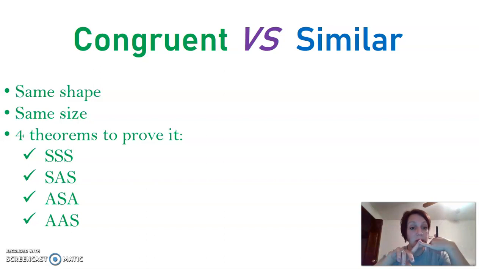You could have all 3 sides congruent. You could have 2 sides and the included angle, or you could have 2 angles and either the included side or a non-included side. Didn't matter.